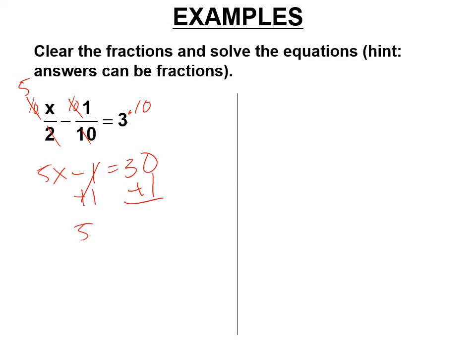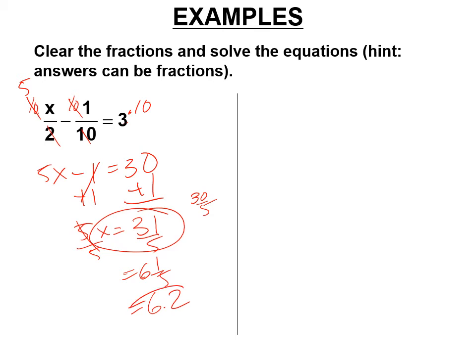So 5x equals 31. I warned you that this was going to be a fraction, and it is. It's 31 fifths, right? 30 fifths is 6, so it's also 6 and 1/5. It is also 6 and 2/10. I don't know why you do that. All of those are correct.